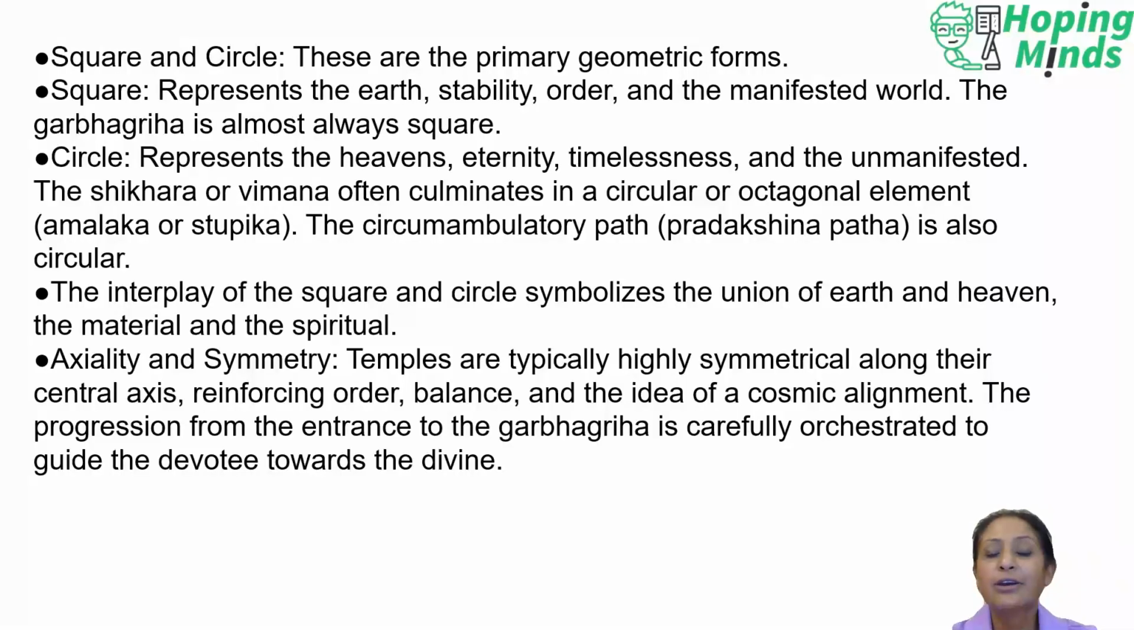The circle represents the heavens, eternity, timelessness, and the unmanifested, because a circle is a continuous process. The Shikhara or Vimana often culminates in a circular or octagonal element, Amlaka or Stupika. The circumambulatory path, the Dakshina path, is also circular. The interplay of the square and circle symbolizes the union of earth and heaven, the material and the spiritual.